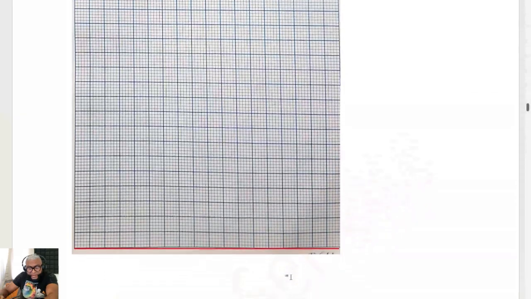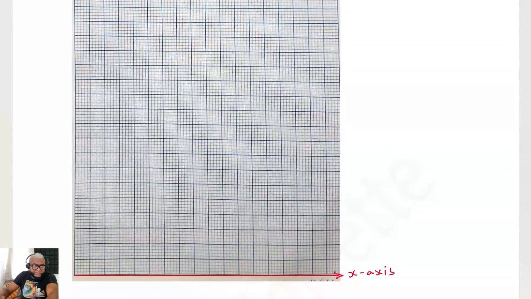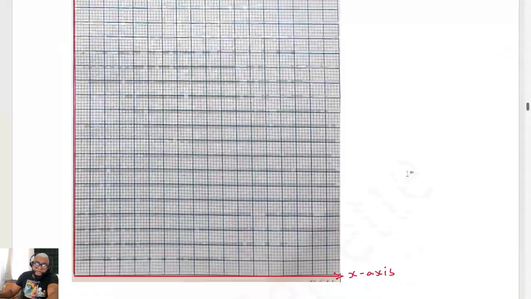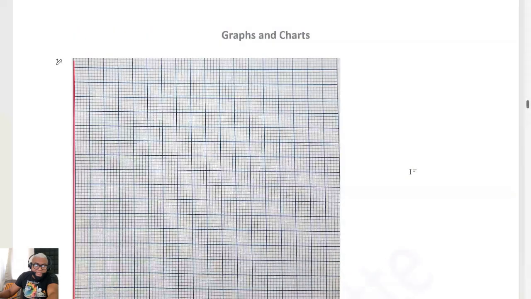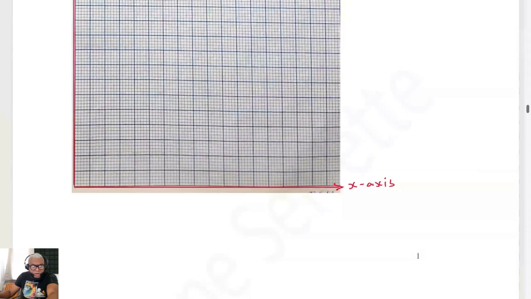All right, so you have your x-axis at the base here. On this side, you will have your y-axis. Let me lengthen this line a little bit. Right, scale, guys. What was it? It was 1 centimeter to 1 year, I think.